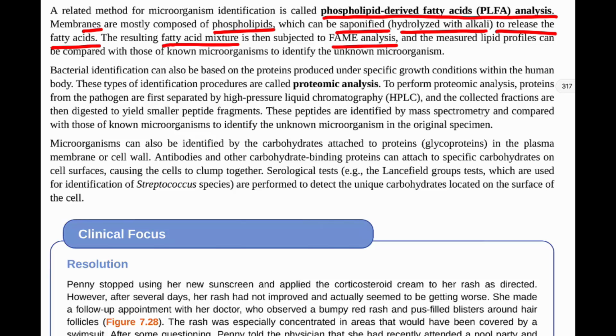Another way to identify is based on proteins. So we just talked about a couple ways to do it based on lipids. We can also do it based on proteins produced under specific growth conditions within the human body. So these are called proteomic analysis. Proteo meaning protein, proteomic analysis. To perform proteomic analysis, proteins from the pathogen are separated by high-pressure liquid chromatography.